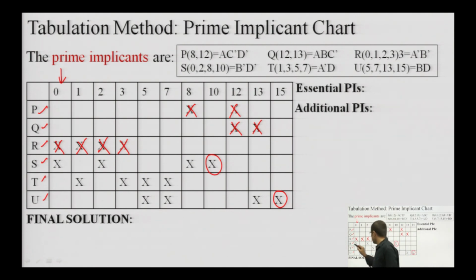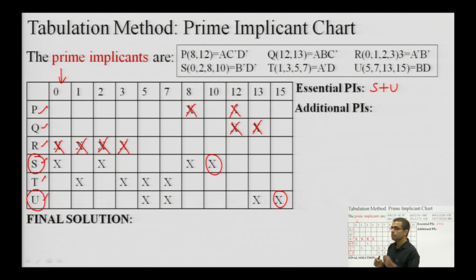So, these circled crosses are very useful. Now I am checking the rows wherever there is a single circled cross. I can see that S is offering me a circled cross, I have highlighted S and I have also highlighted U, because it is also giving me a circled cross. Now, S plus U are my essential prime implicants, that means they will definitely be part of my answer, but the answer is not complete.